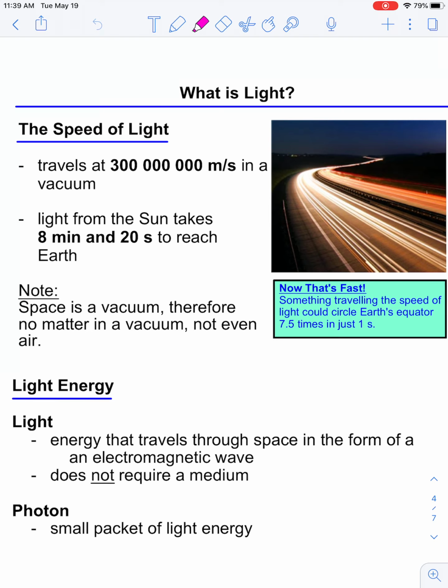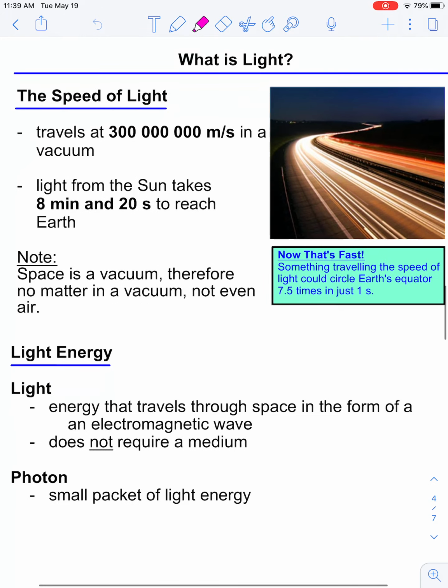So we need a few definitions for this unit, and we're going to start with what is light. Light, well, how do you describe it? Well, it's hard to describe. It's not matter, right? It's energy. And energy is hard to get a description of. We can say that it travels at 300 million meters per second in a vacuum.